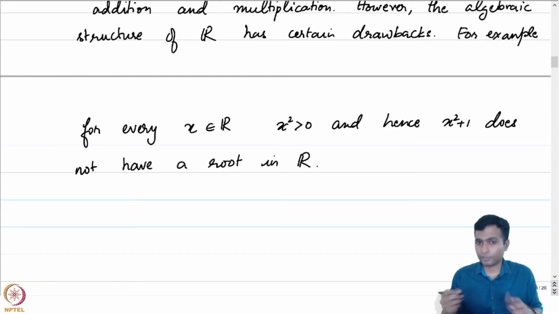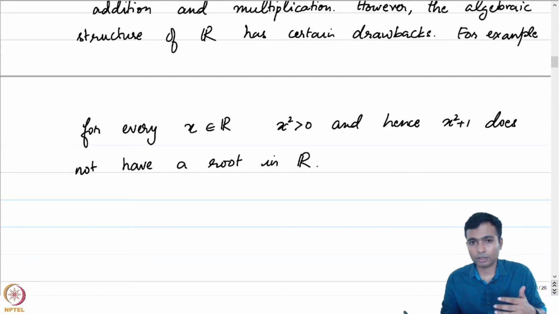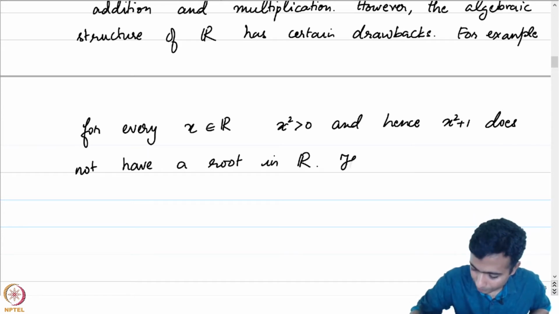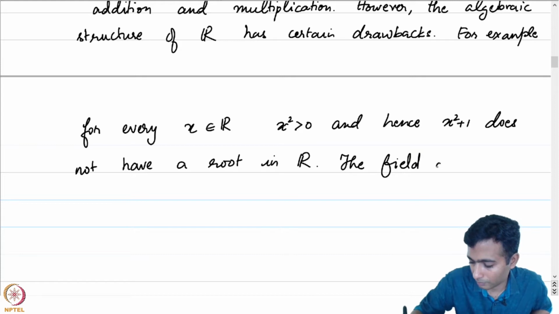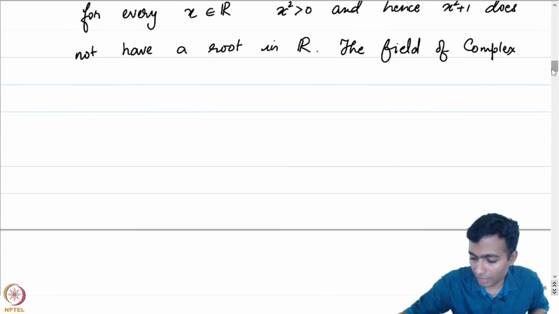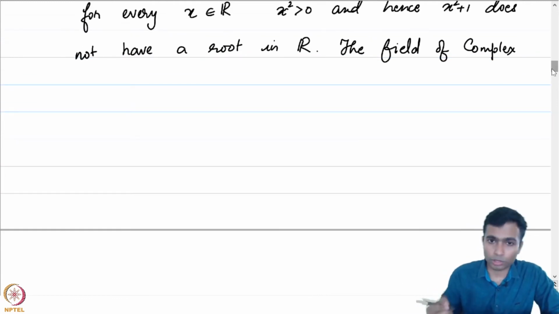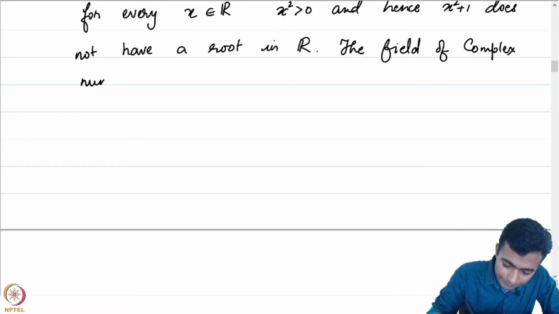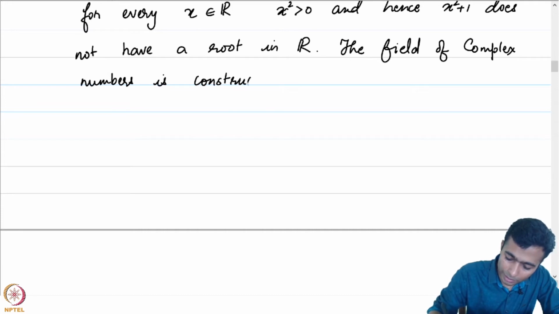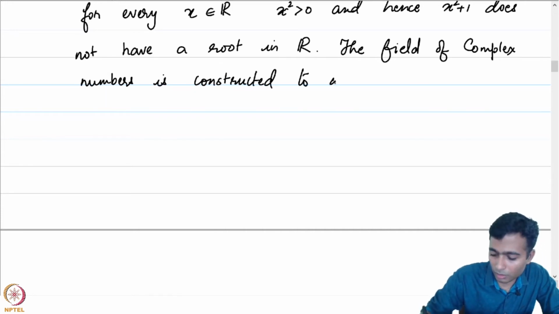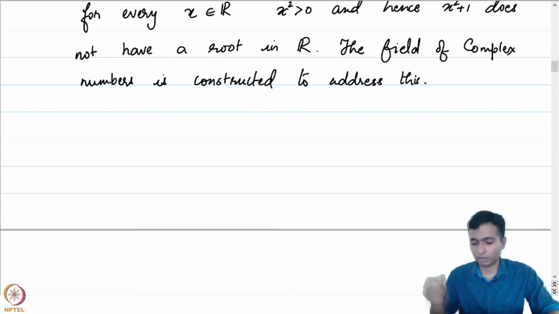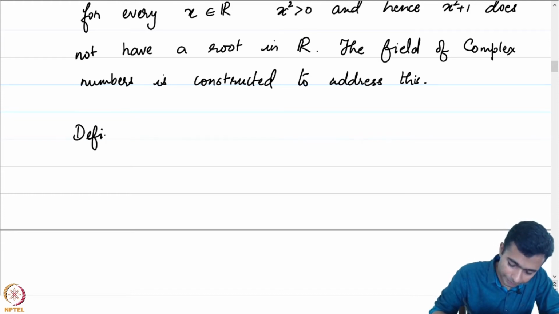And the field of complex numbers is constructed in order to address this particular drawback, of addressing roots of polynomials. The field of complex numbers is constructed to address this drawback. Let me just start with a definition for a field of complex numbers. So, definition.